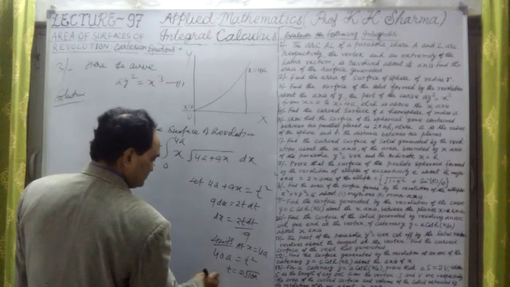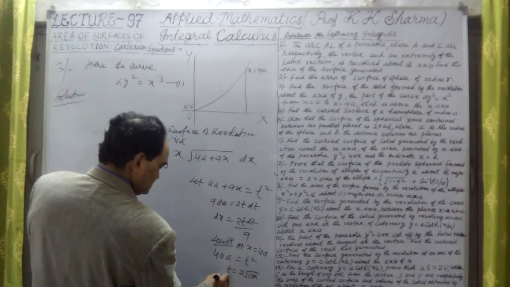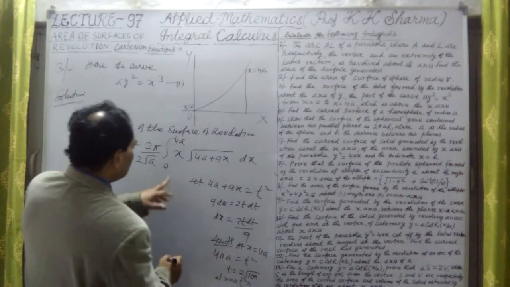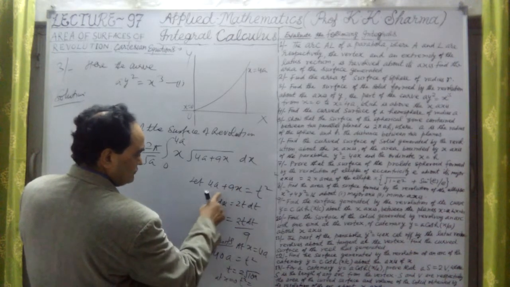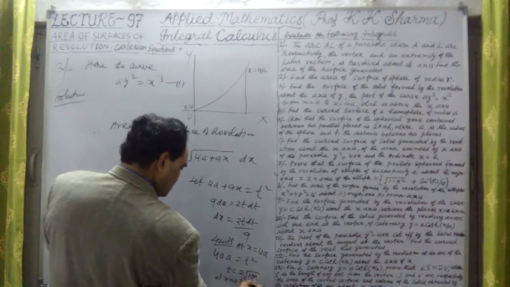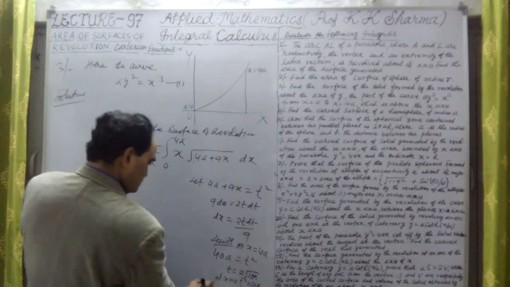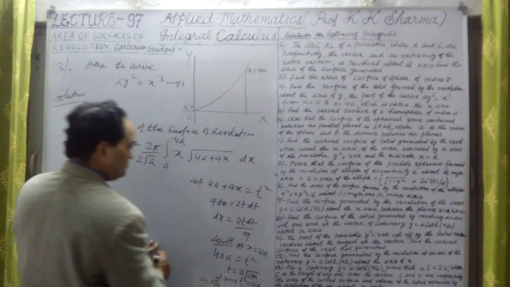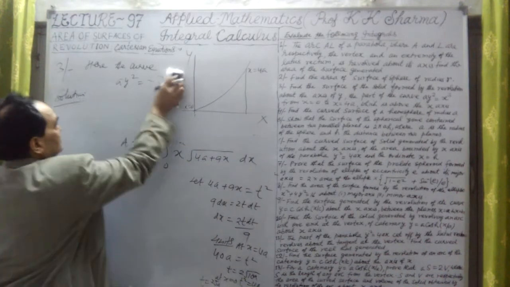And lower limit at x equal to 0. And at x equal to 0, what is t here? t square equal to 4a only, this x is 0. Therefore, t square equal to 4a, or t equal to 2 under root a. So limits are from this to that. Let me write here the limit.